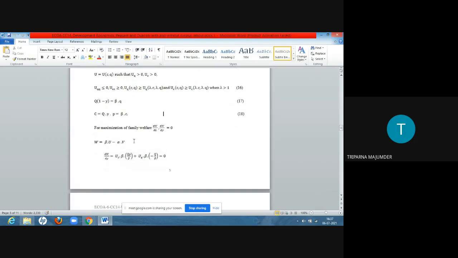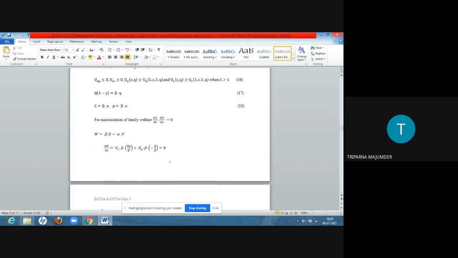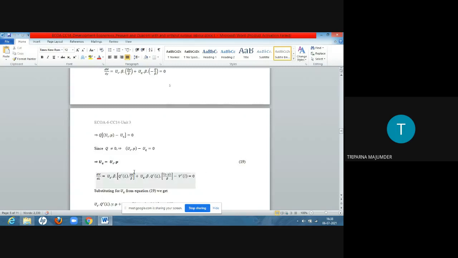Now our welfare function was this, so we do simple differentiation and set it equal to 0 and get this as one condition for maximization of family welfare. That is, UQ is equal to UCP.